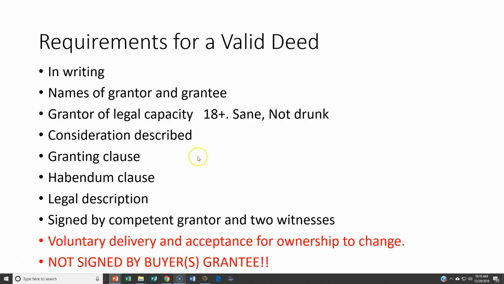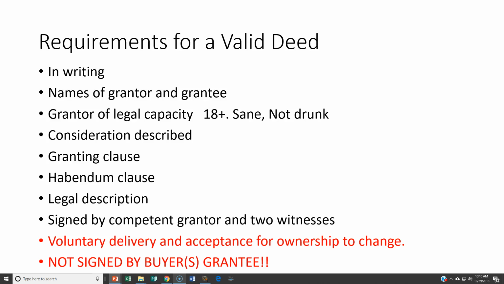For a deed to be valid, though, and this is an important point, it's got to be in writing, has to have the name of the buyer and the seller, the grantor and the grantee. The grantor, that's the seller, has to have legal capacity. It doesn't say anything about the grantee. 18 or plus, and sane, not drunk, consideration described.